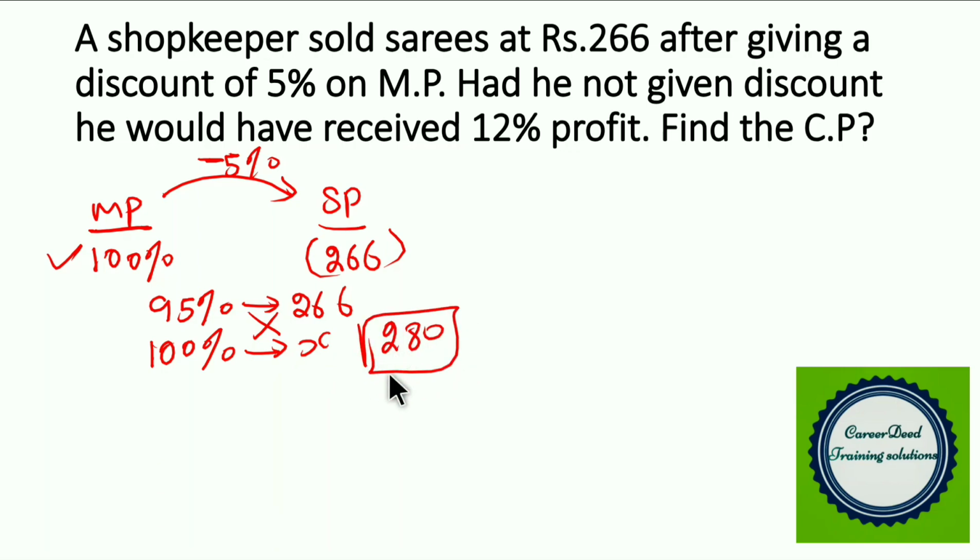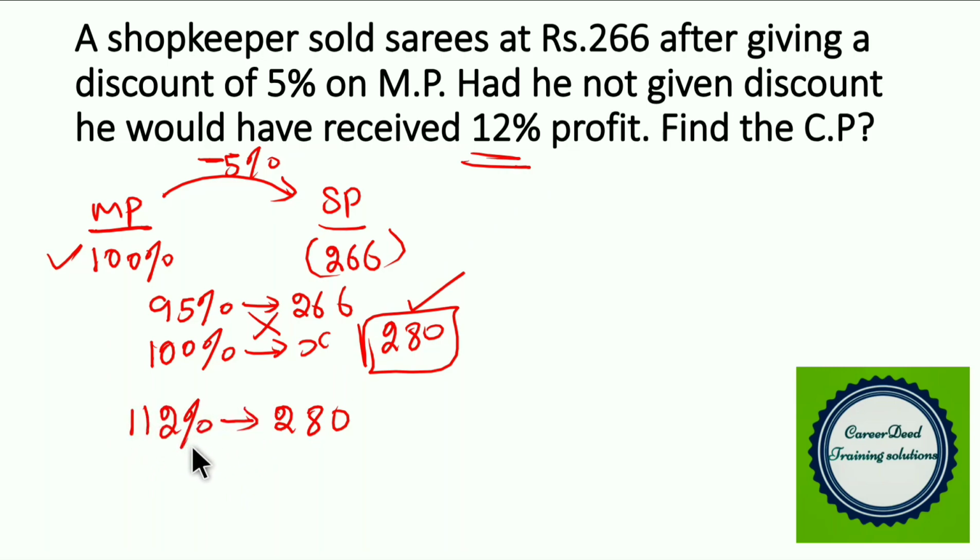So what does this 280 represent? This 280 is the market price. Had he not given a discount, he would have received 12% profit. Now if he is not giving any discount from the market price and he is selling for this 280 rupees, he will receive how much profit? A 12% profit. It means the selling price will be 112%.